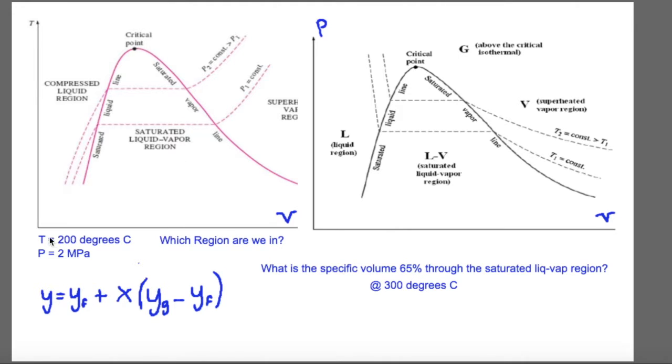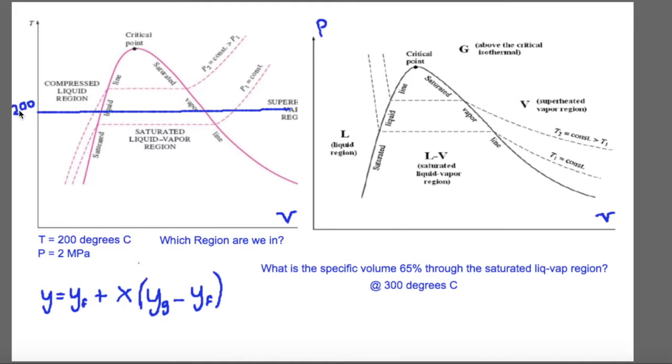So the question says, we have a temperature of 200 degrees C and a pressure of 2 megapascals. It asks, which region are we in? So the first thing I like to do, since we're looking at a T and V diagram, is plot the T on the axis. So we have 200 degrees here. So let's make a line. This is the line of 200 degrees, just like that. So that's your temperature at 200 degrees.